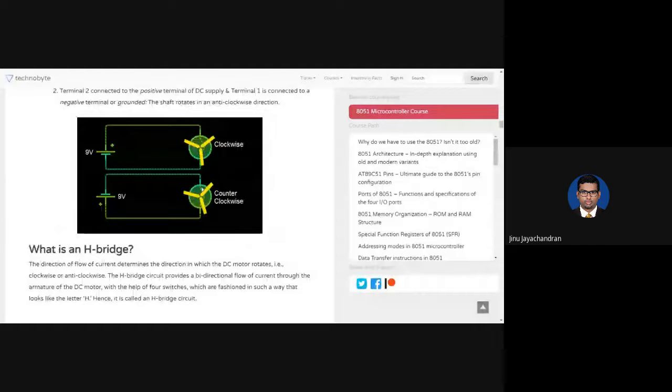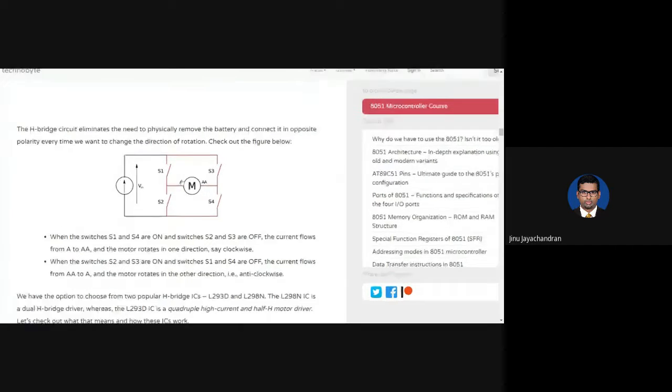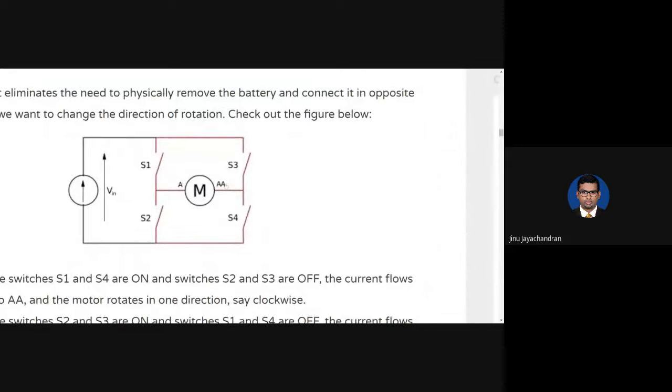To change the direction of the DC motor, you always have something called an H-bridge circuit. The schematic is something like this. You have switches S1, S2, S3, S4, and there is a current source here. What happens when switches S1 and S4 are closed, means terminal A will have a positive polarity and terminal B will have a negative polarity. So the current flows like this, and the motor will turn clockwise.